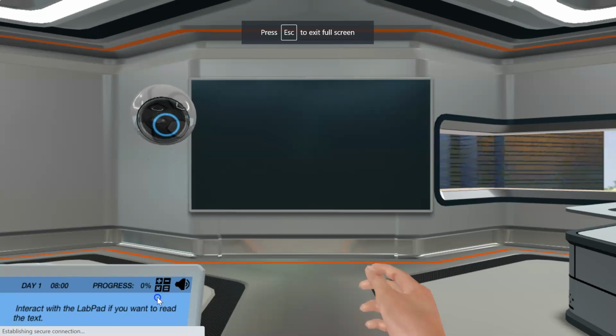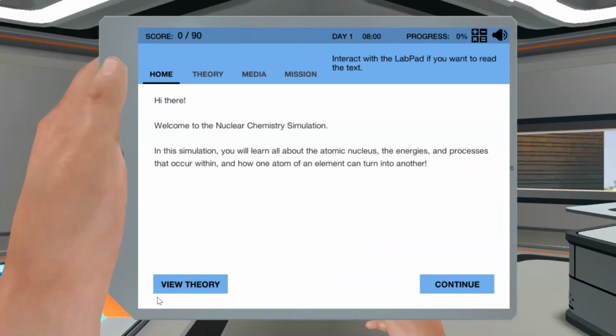Welcome to the nuclear chemistry simulation. In this simulation, you will learn all about the atomic nucleus, the energies and processes that occur within, and how one atom of an element can turn into another.